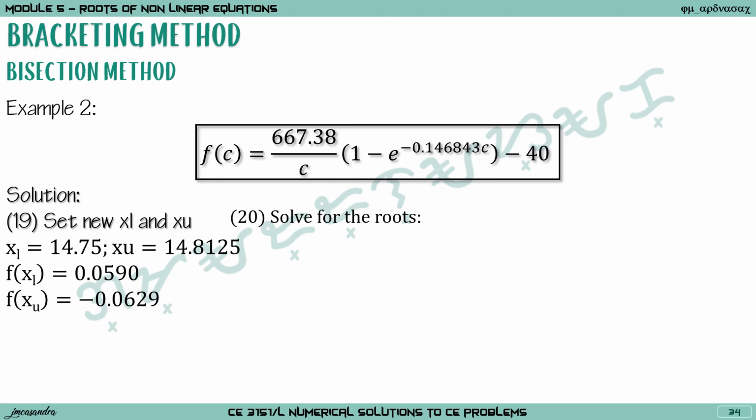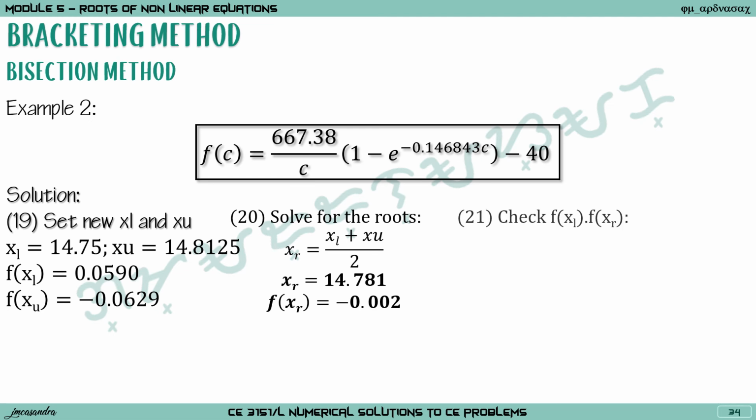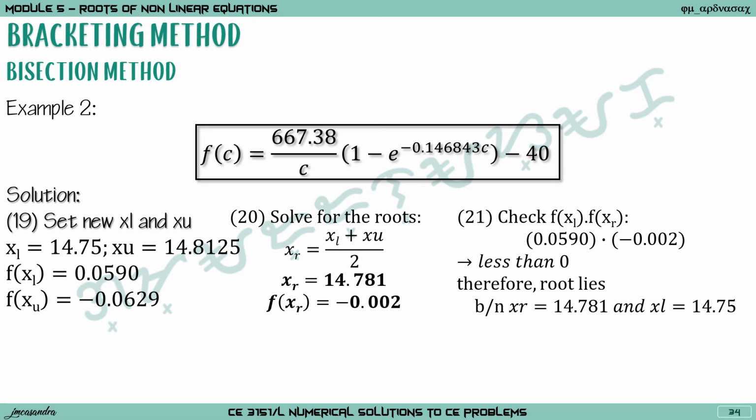Compute for the approximate root using the new lower and upper limit. So we get xr equal to 14.781. f(xr) is equal to negative 0.002. So we check if the product again of the function xl and the function xr is less than, greater than, or equal to 0. And it's less than 0. So the root now will be again found between xl, 14.75, and xr equal to 14.781.